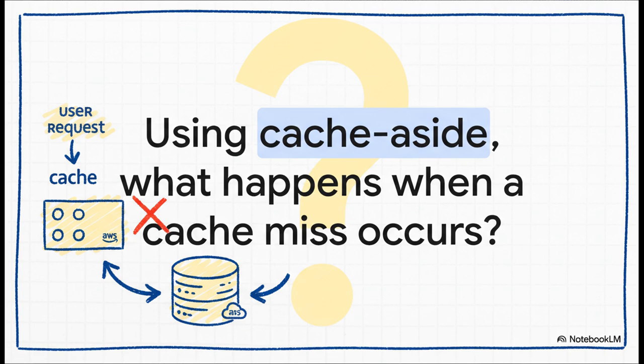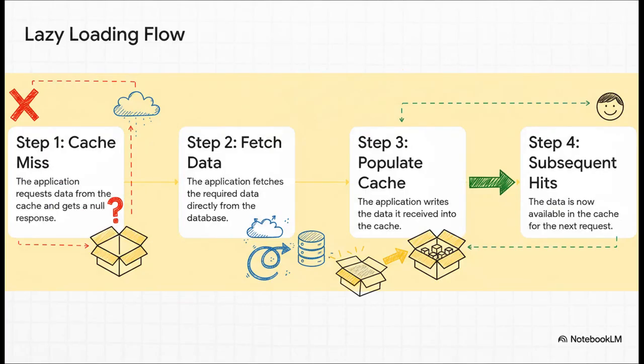This pattern, called lazy loading or cache aside, is probably the most common one out there. So let's walk through exactly what happens when the data isn't in the cache. The most important thing to remember here is that your application is the one driving the bus. It asks the cache for something, and the cache says, nope, don't have it. That's a cache miss. So what does the app do?